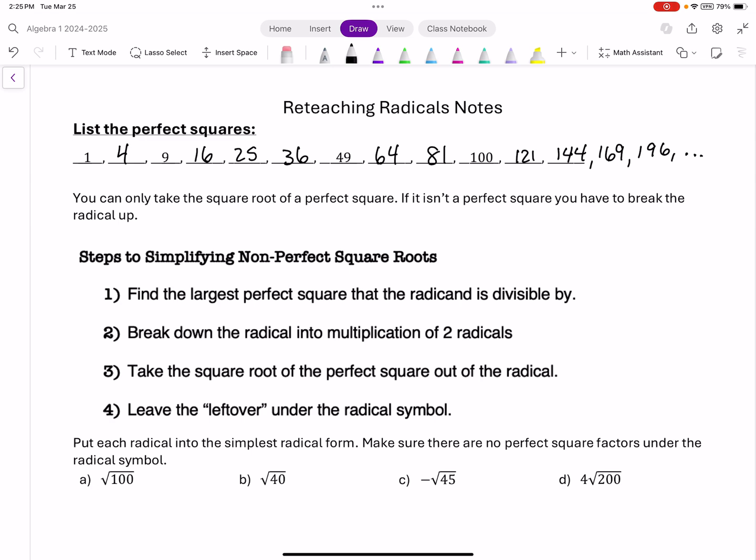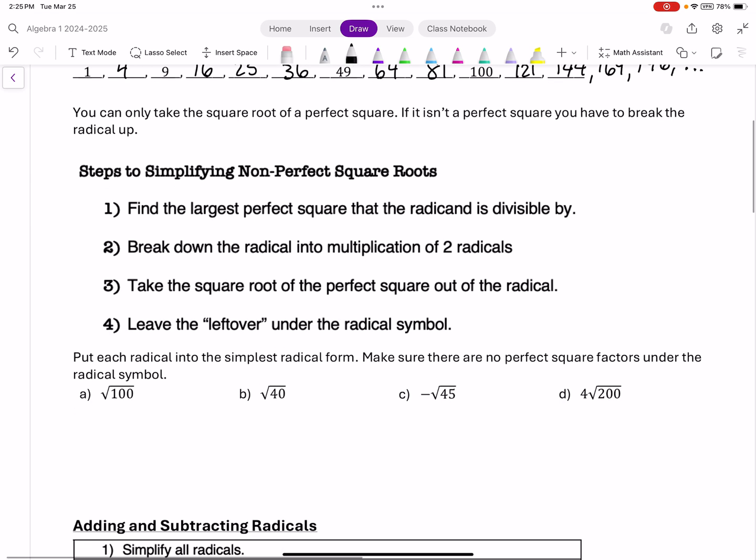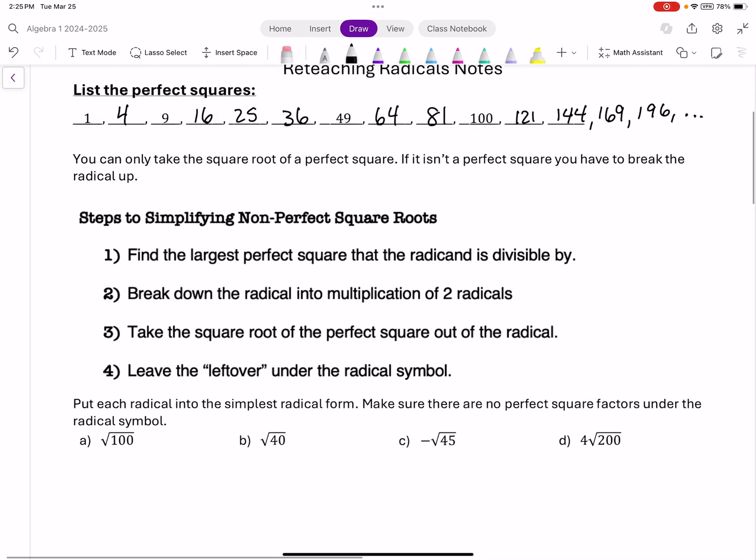If it isn't a perfect square, then you have to break up that radical. And so the steps are there. The first thing you want to do is find the largest perfect square that you can divide the radicand by. After you do that, you're going to break it down into the multiplication of 2 radicals. You're going to take the square root of the perfect square, and it comes out of the radical.